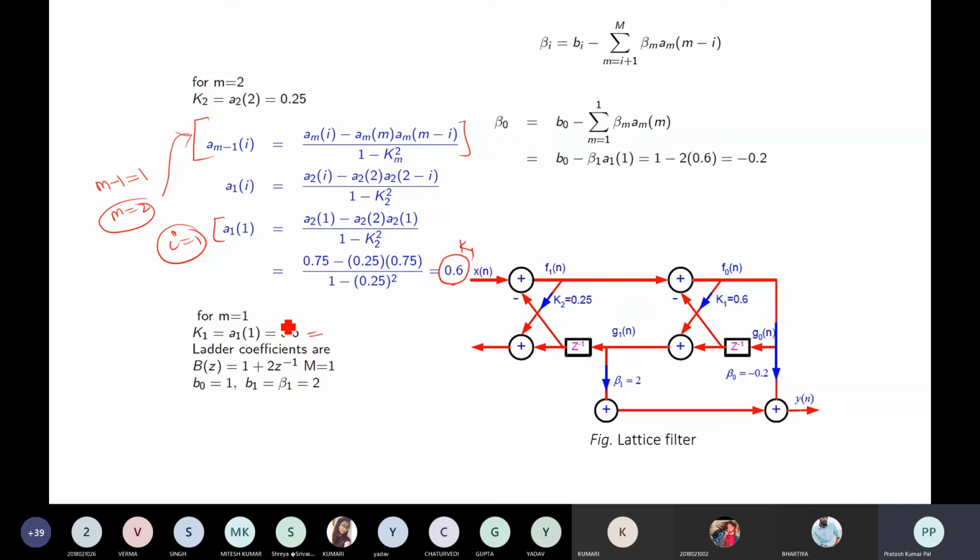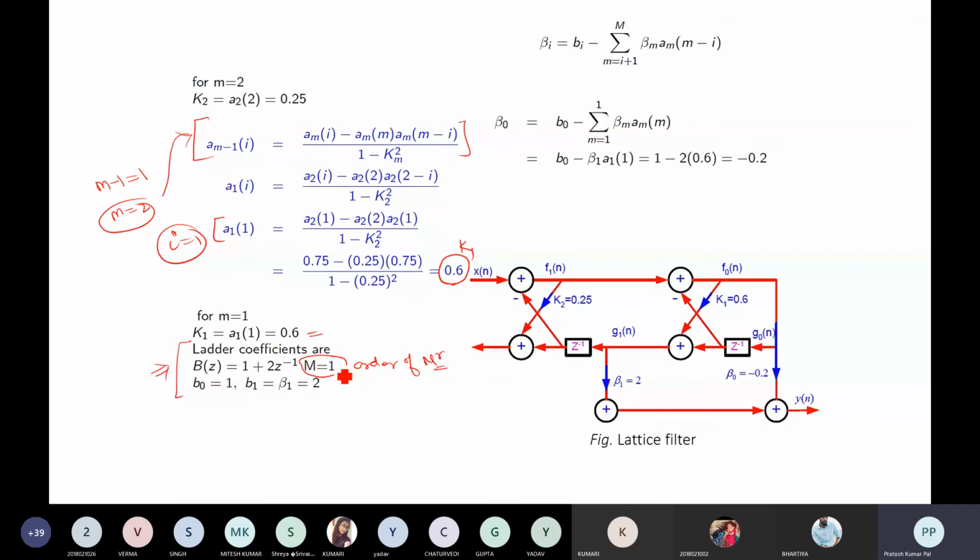Once we know the k1 and k2 values, we can start with the lattice realization. We can directly realize the lattice structure. But there is also a numerator polynomial, so we need to find the ladder coefficients too. To find them, we will use B(z), the polynomial in the numerator, that is 1 + 2z^-1. The maximum power of z is minus 1, so the order of the numerator polynomial is 1.